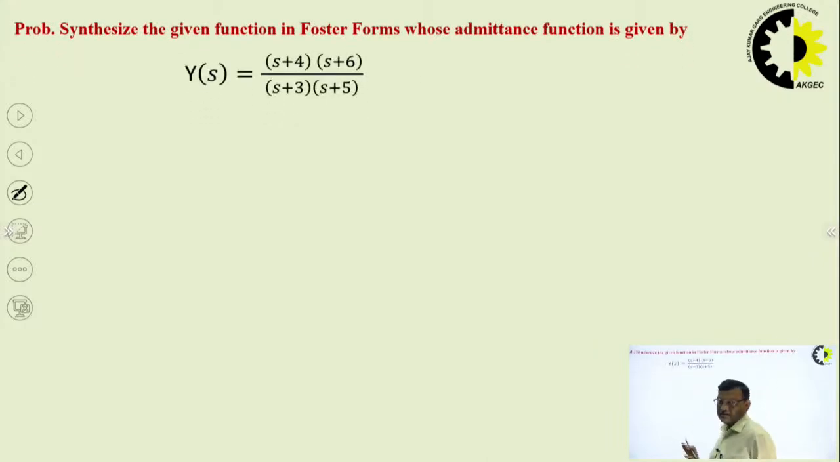Suppose this is a typical numerical: synthesize the given function in Foster forms, whose admittance function is given by Ys is equal to (s+4)(s+6) over (s+3)(s+2). First and foremost we have to check whether the given Ys is YRC or YRL. So, what we do, just draw here.